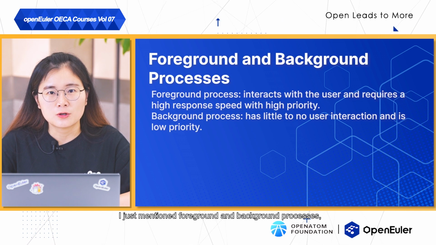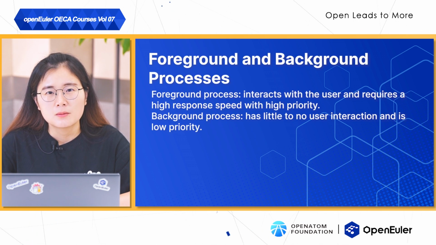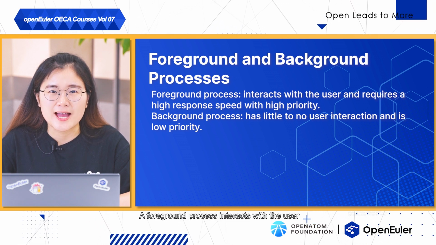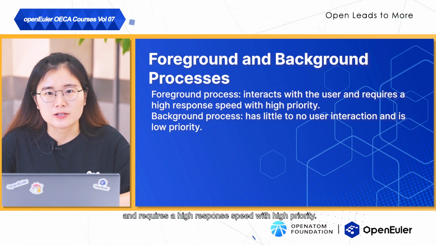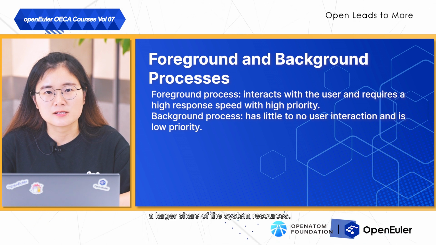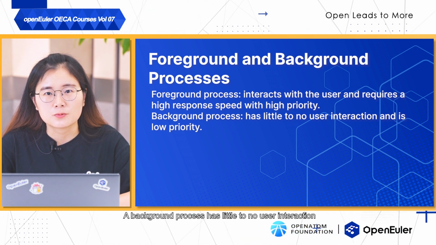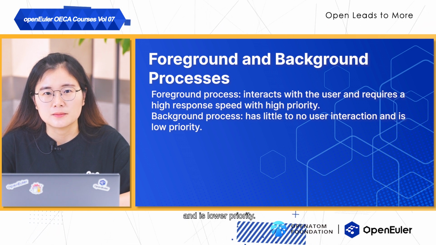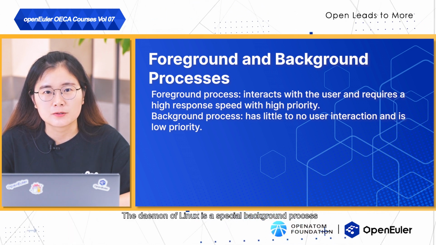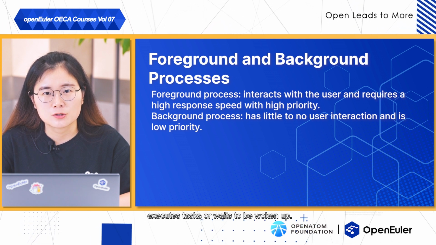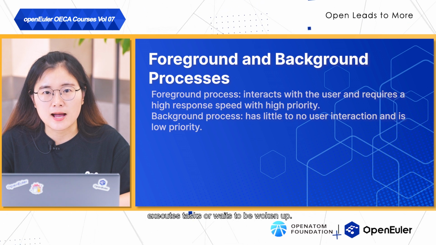I just mentioned foreground and background processes, but do you know what they are and how they differ? A foreground process interacts with the user and requires a high response speed with high priority. It has a controlling terminal and receives a larger share of the system resources. A background process has little to no user interaction and is low priority. The daemon of Linux is a special background process that is independent of the terminal and periodically executes tasks or waits to be woken up.